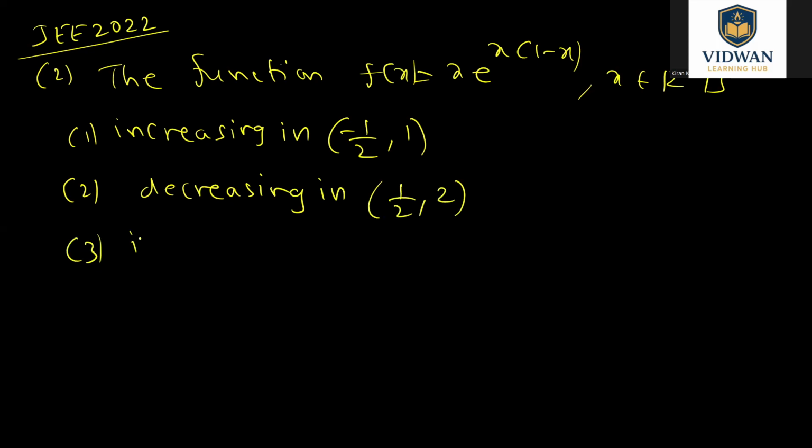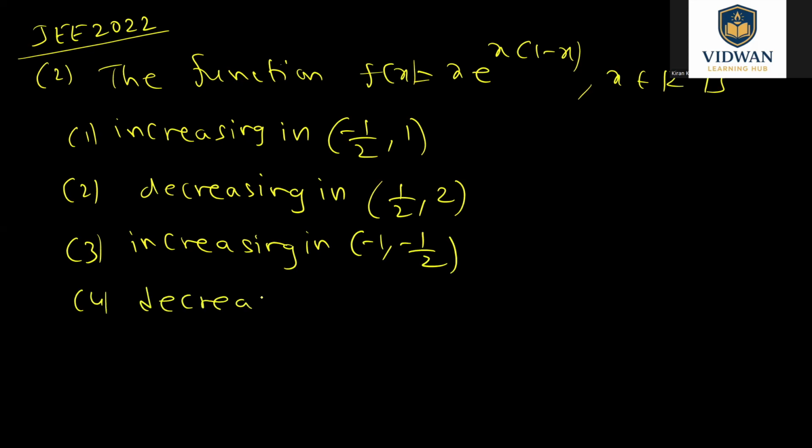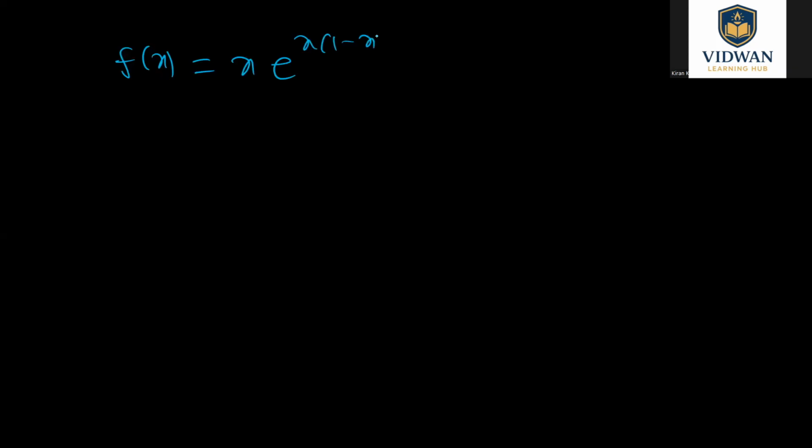Then third option, increasing in minus 1 to minus half. Fourth option, decreasing in minus half to half. This question is easy, you can try. So this is f of x.